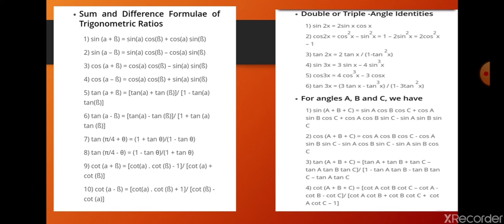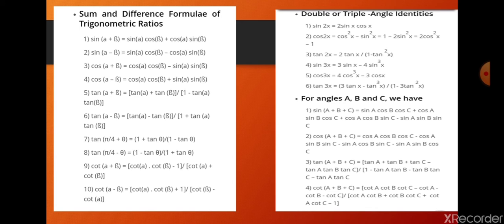For angles A, B and C, we have sine of A plus B plus C equals sine A into cos B into cos C plus cos A into sine B into cos C plus cos A into cos B into sine C minus sine A into sine B into sine C. Similarly, cos of A plus B plus C equals cos A into cos B into cos C minus cos A into sin B into sin C minus sin A into cos B into sin C minus sin A into sin B into cos C.